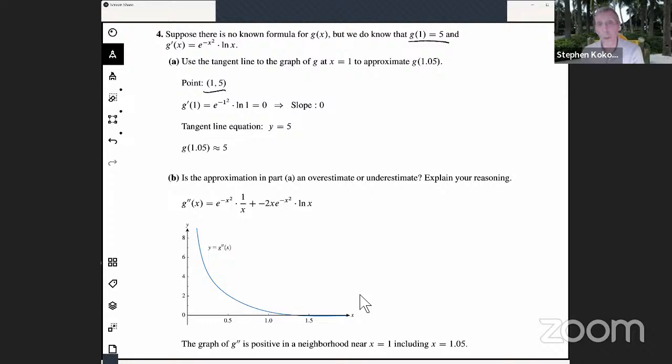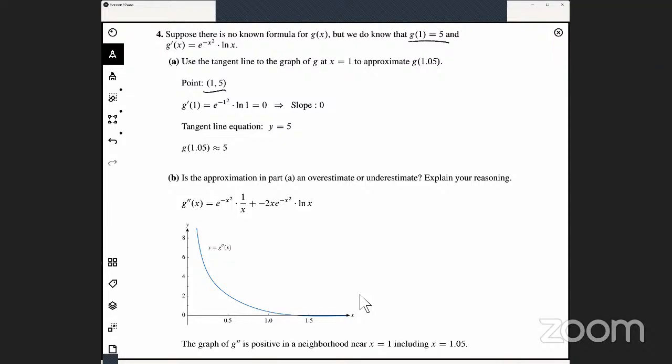There's no known formula for g. Remember, well, we do know g prime. We don't have the graph this time, but we have g prime. Geez, Curtis, I wonder if I really wanted to, if I could integrate that. We'll leave that as a challenge question. We'll get back to that. So that seemed like a hint. You think so? I don't know.